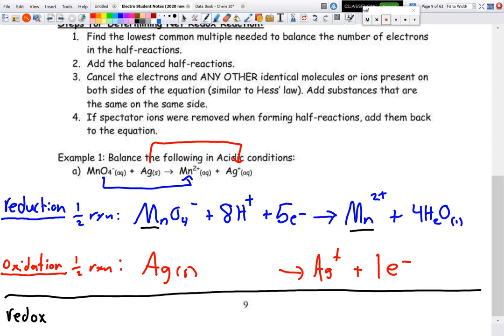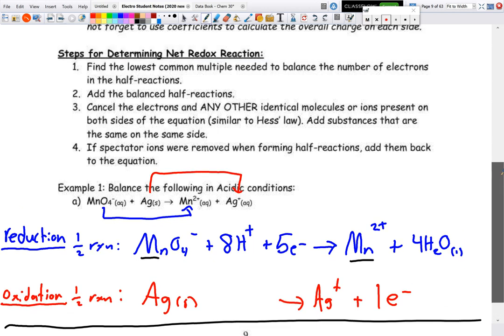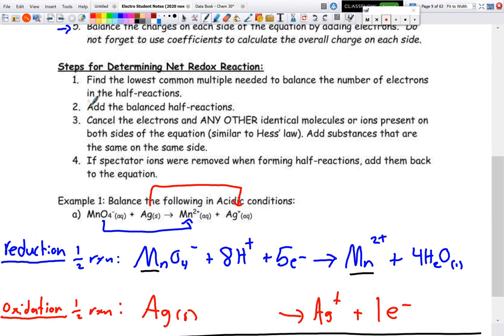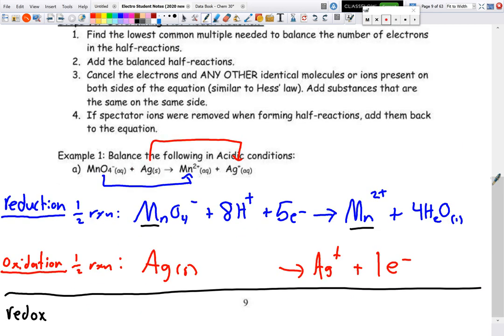All right, and then of course, last step is getting the redox, so adding them together. So steps for determining the redox reactions are right here. So first step is, of course, find the lowest common multiple needed to balance the number of electrons. So from our reduction half reaction, we have 5 electrons. From my oxidation half reaction, we have 1 electron. So lowest common multiple, I have to multiply my bottom equation by 5. So in order to do that, now we're going to get new coefficients.